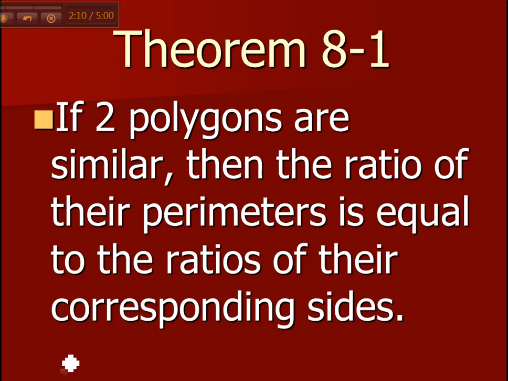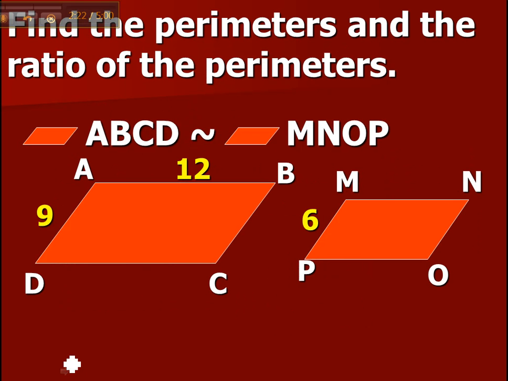We do have a theorem in this section, Theorem 8.1, that says if two polygons are similar, then the ratio of their perimeters is equal to the ratio of their corresponding sides. So let's see what that is telling us. If we find the perimeters and the ratio of the perimeters from the parallelograms that we just had, I'll fill in the sides. As I said, it's the exact same problem we just had. That's why I'm not reworking the problem.